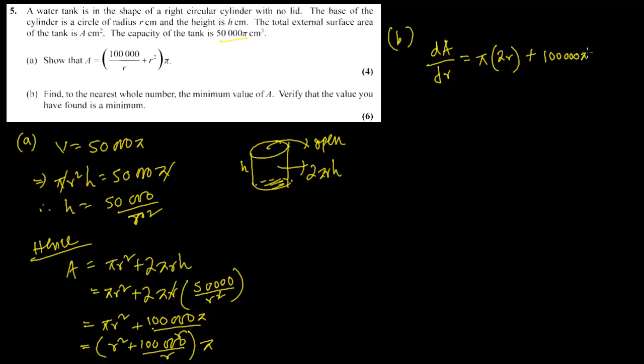100,000 pi is the constant. I'll keep it here. So if I bring the r upstairs, it would be r to the power minus 1. So the derivative of r to the power minus 1 is minus r to the power minus 2. So let me simplify this. 2 pi r, then this is minus 100,000 pi divided by r squared. So done.